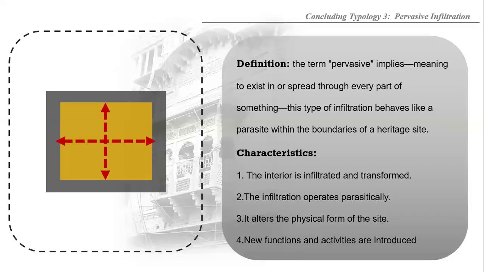The diagram on the left depicts how the infiltration takes place, in which the periphery of the heritage site is retained. However, the interior is taken over and transformed. Thus, as the terms imply, the pervasive infiltration represents the most extreme form of intrusion into the heritage sites, and its characteristics can be defined as the one in which the interior is infiltrated and transformed. The infiltration operates parasitically. It alters the physical form of the site, and new functions and activities are introduced.